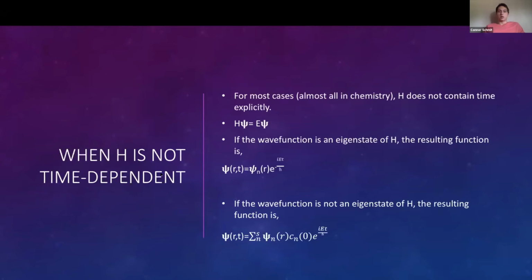when H is not time dependent, which is most cases in chemistry, we can summarize that the Hamiltonian is equal to the total energy of the system. And then if H is not time dependent, there are two scenarios depending on whether the wave function is an eigenstate of the Hamiltonian. If the wave function is an eigenstate, you can derive the equation from the equation above for psi with respect to r and t. And if the wave function is not an eigenstate, the resulting function is this summation at the bottom.